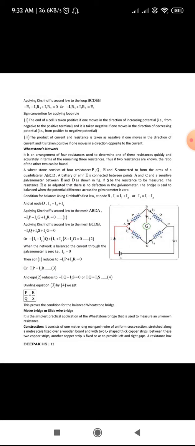Please go through this derivation once again, the figure and the mathematical steps. In case you have any doubts, please let me know. Just go through it for a few minutes.